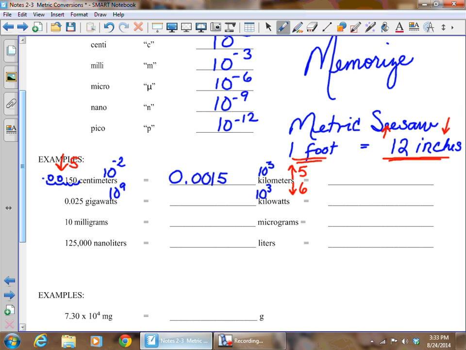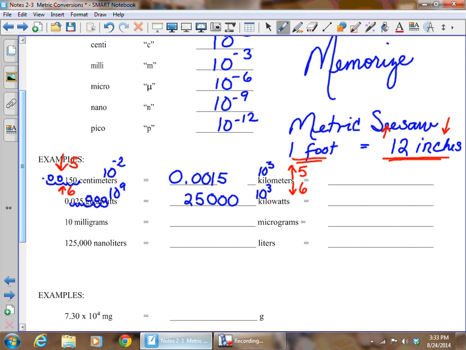So if I'm going to get smaller for my unit by 6 places, metric seesaw says I better get bigger by 6 places for my number value. And if I want to make this number value bigger by 6 places, I need to move this decimal to the right to make it bigger and bigger. So 1, 2, 3, 4, 5, 6. I need to replace those with zeros. So I end up with a number value that's bigger than 1. And if it's bigger than 1, we don't want to keep those zeros in front. So 25, 3 zeros after it.